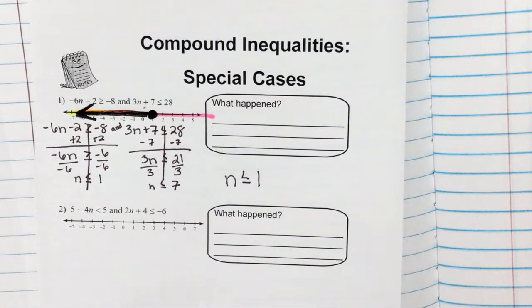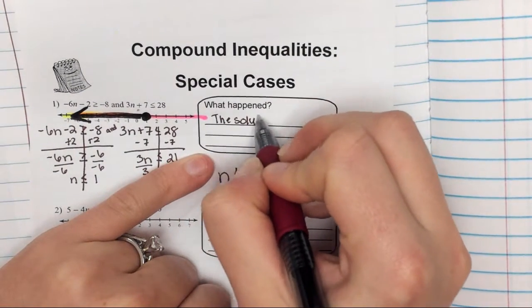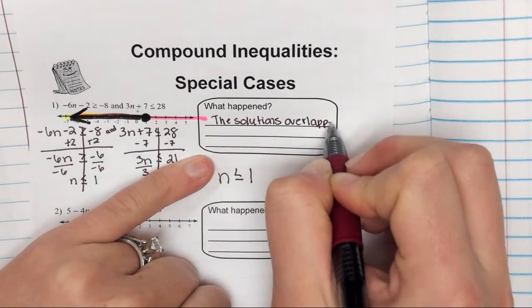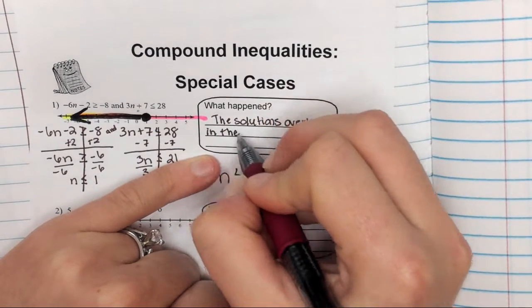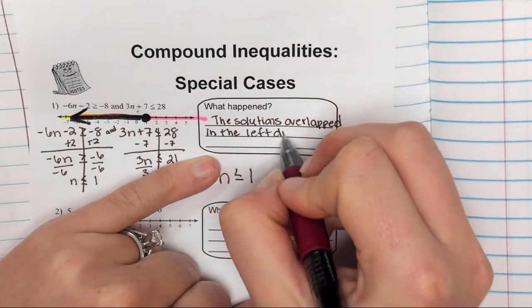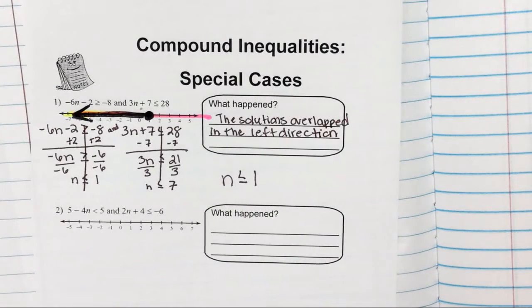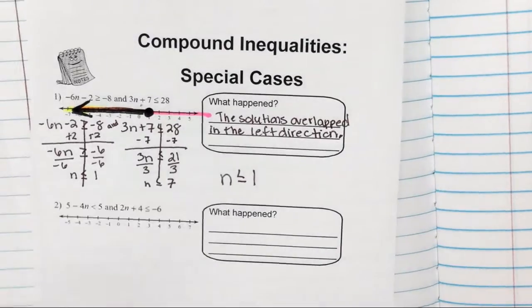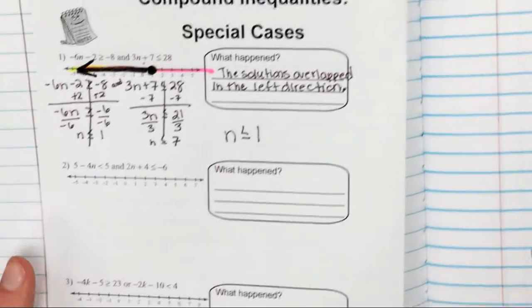So what happened is the solutions overlapped in the left direction. That's going to continue on forever and ever to the left, from 1 all the way to the left. So we're not ending up with that little section of the number line like we did before with an and statement. We actually end up with a different kind of solution here.